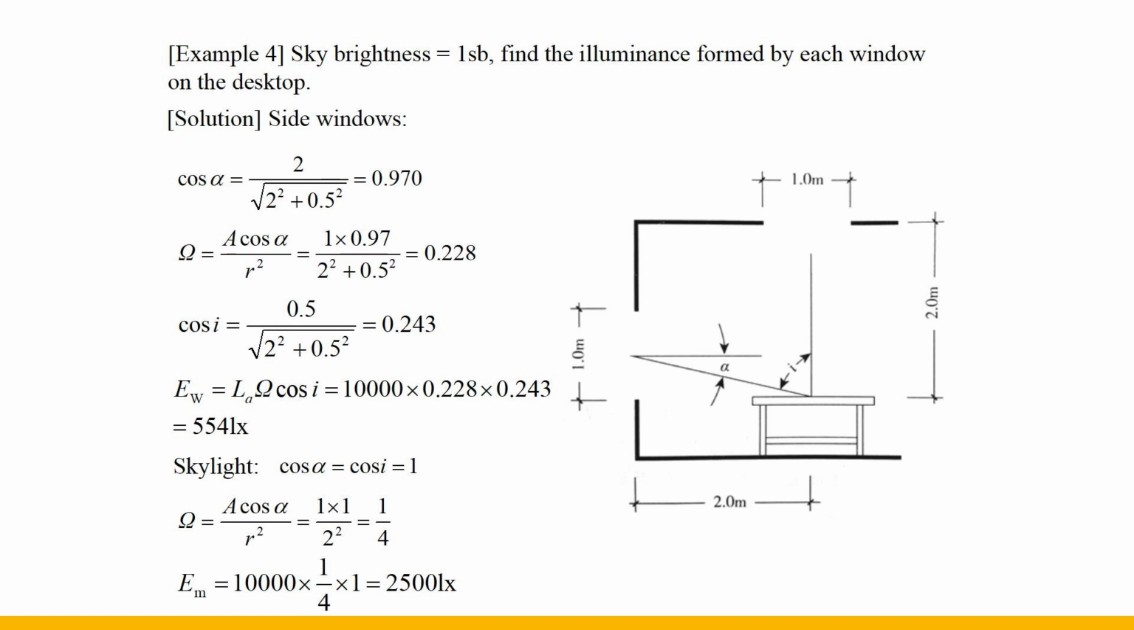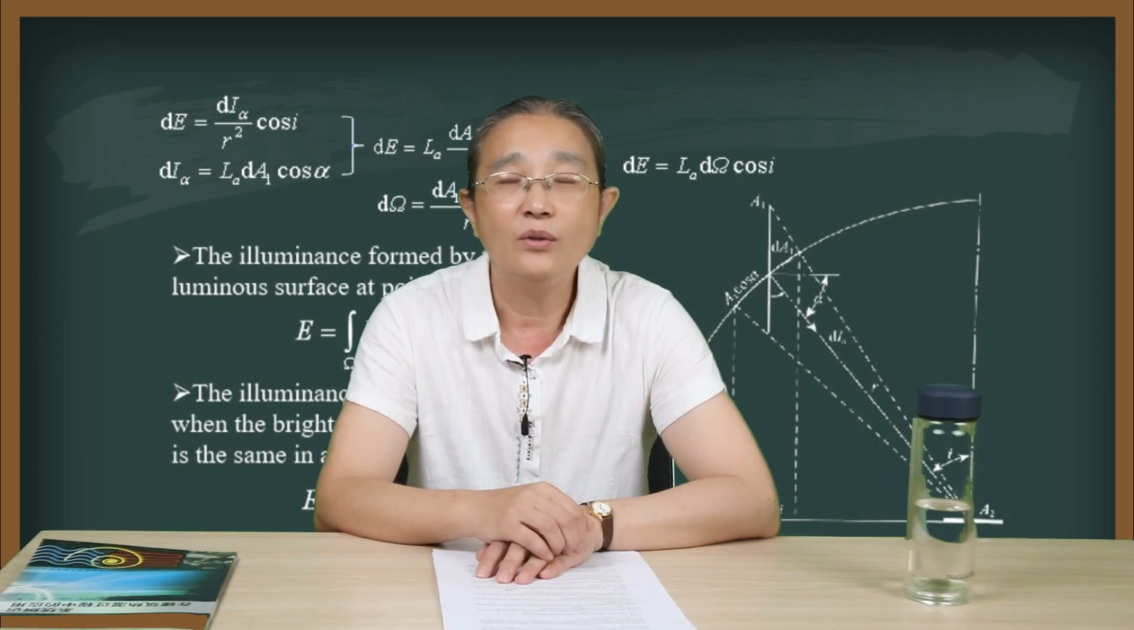Next is the skylight. Since the table is placed directly under the skylight, the angle alpha and the angle I are both 0 degrees. R is equal to 2, and E is equal to 2500 lux. It can be seen from the comparison of the calculation results that the same lighting area in different positions leads to different lighting effects, and the lighting effect of the side window is not as good as that of the skylight. Think about it. How to calculate this problem if you consider the light blocking effect of the window glass? What kind of glass is good for light transmission?